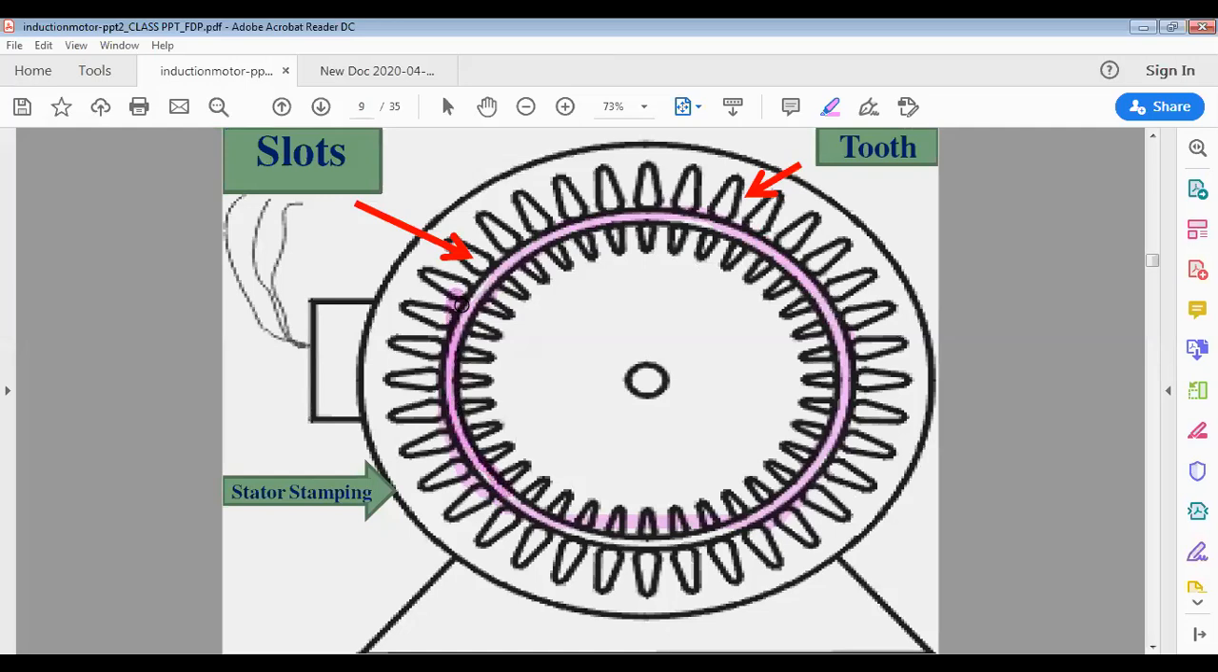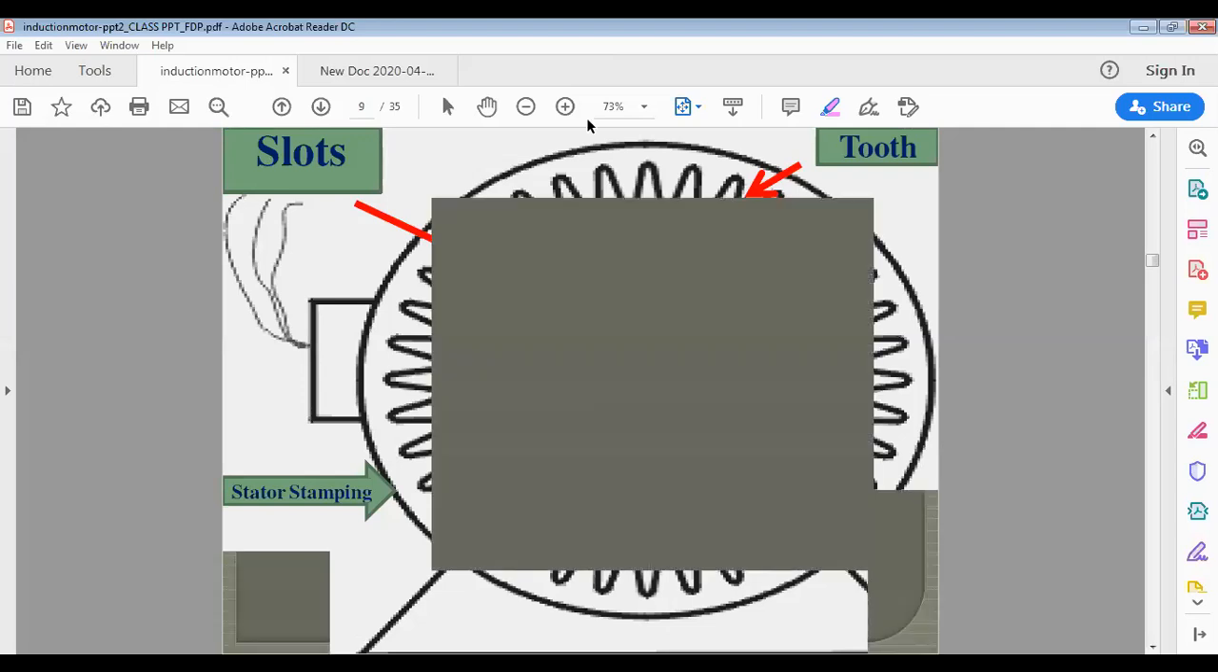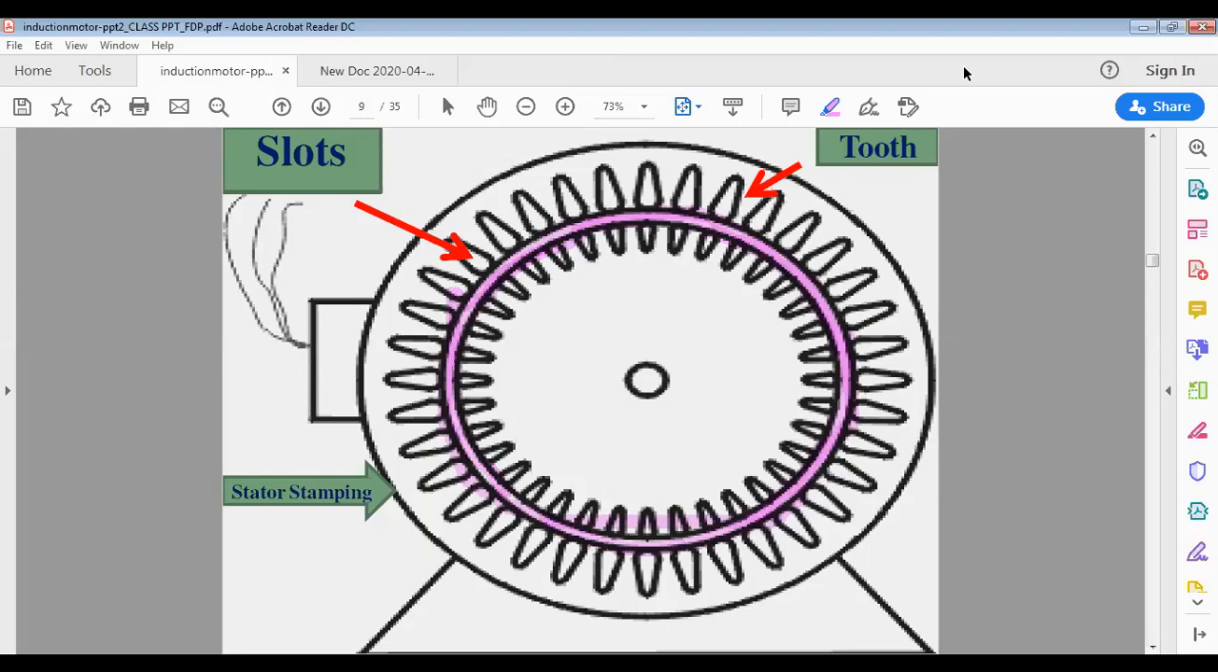Small circle, which is very thin. What is it? Who can tell? Air gap. Air gap is there between stator and rotor. Okay, so the highlighted portion is an air gap.